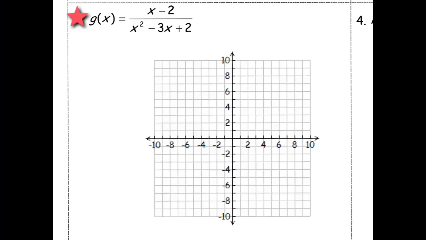In this video, I'd like to take you through two examples of graphing rational functions. Again, this is an introduction to rational functions, so these are some of the more basic types you might see. Let's start with this first example.